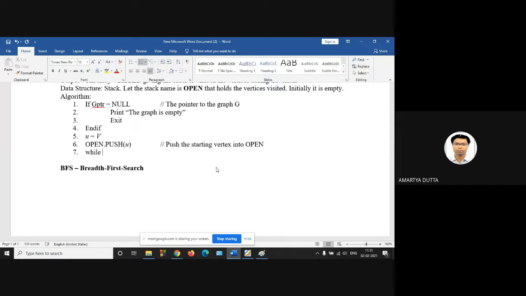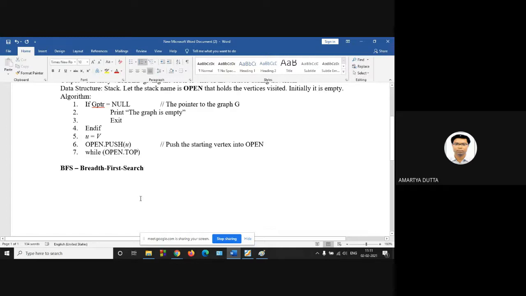While your stack is not empty. So what is the condition for stack not empty? Anyone? Stack not empty. Stack dot top. I am representing this in this way, open dot push. What do you mean by open dot push? That is the push operation. It is performed on the open stack. What do you mean by open dot top? That is the top of your open stack.